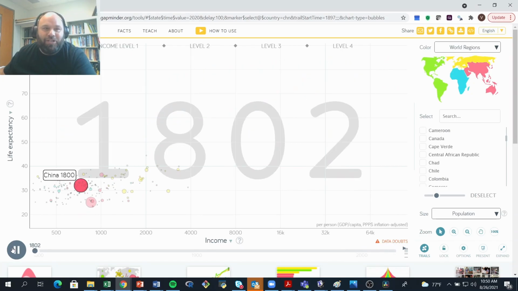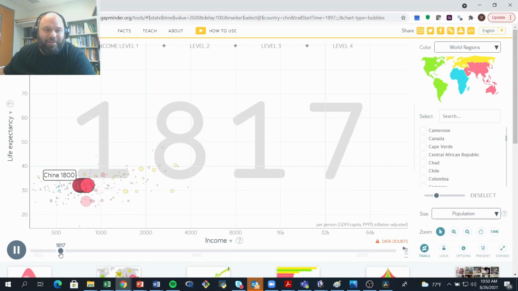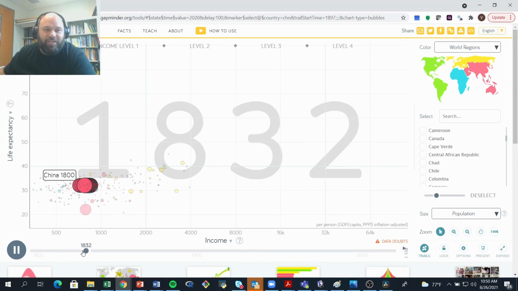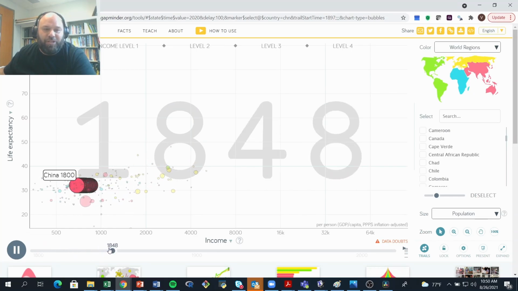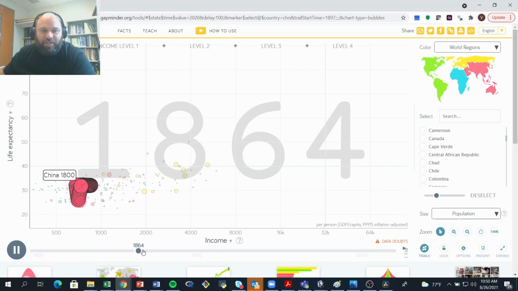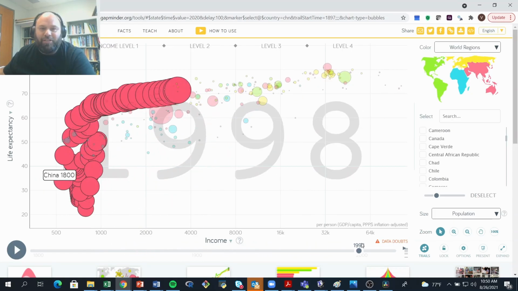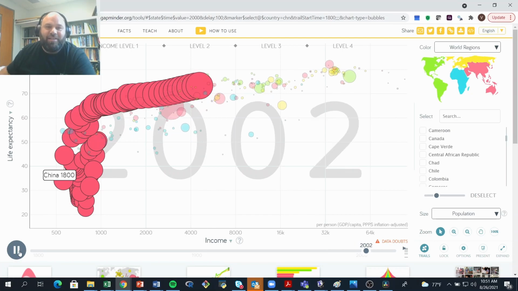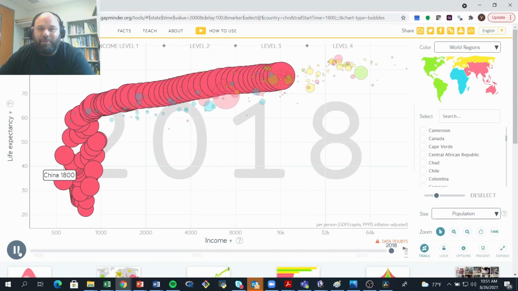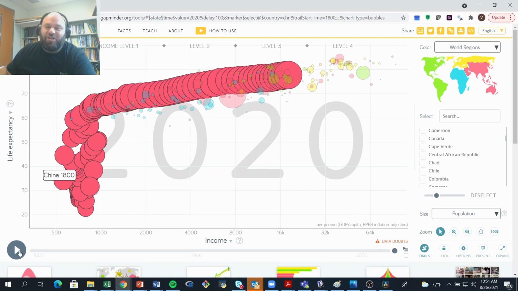And now as you're watching both income and life expectancy rise, you see China moving into a position, as we come into the 21st century, of a superpower. Let's watch that happen. There it is in the 90s. You see the income rising, life expectancy rising, as China becomes one of the major dominant countries of the 21st century.